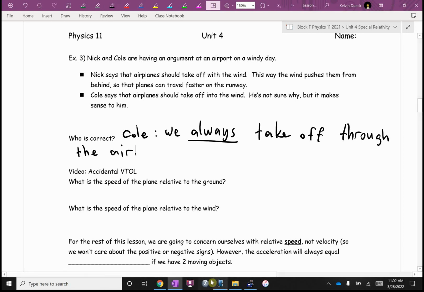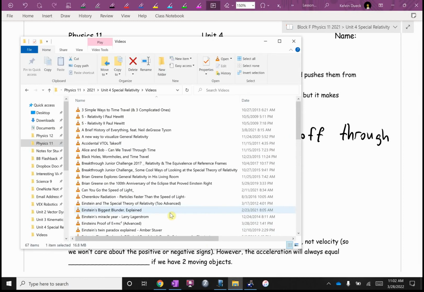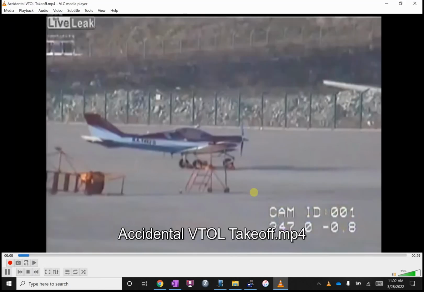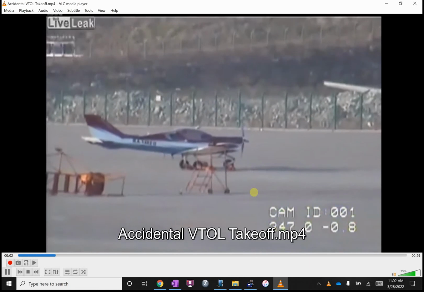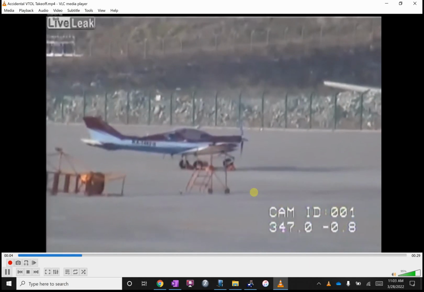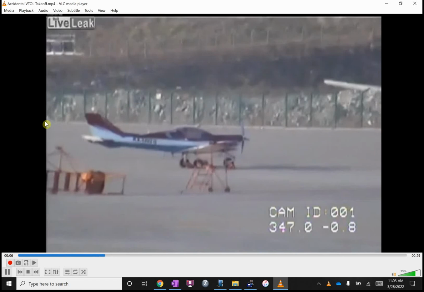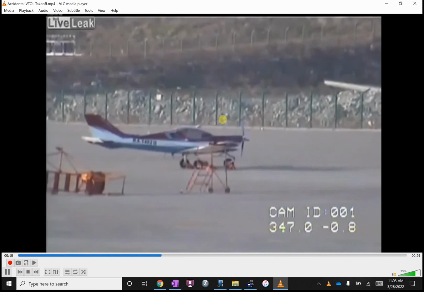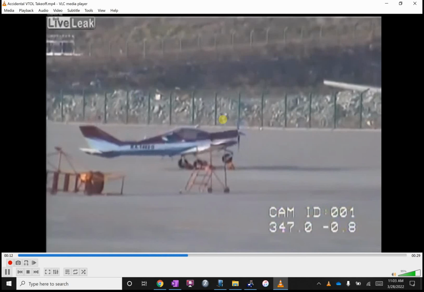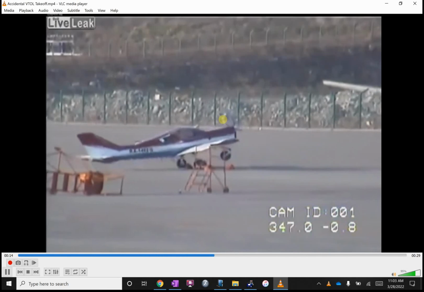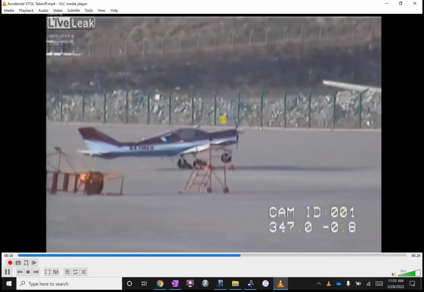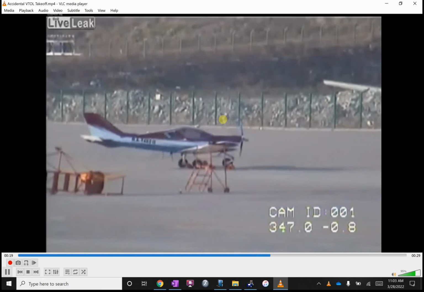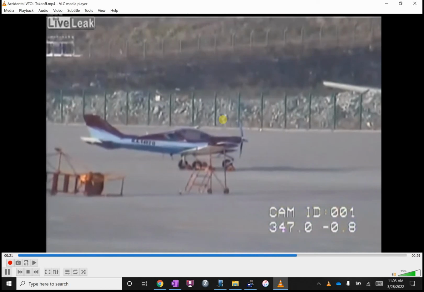Here's somebody who made a very, very expensive mistake. What you can't tell is the wind is blowing to your left, from the right of the screen to the left of the screen. The wind is blowing in this direction, and it's almost takeoff speed wind. Wait for it. Here is a really expensive and dumb mistake.